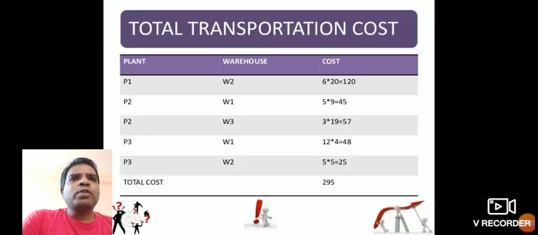Now we need to find out the total transportation cost from the allocation table. That is P1 to W2, 6 into 20, that is 120. P2 to W1, 5 into 9, 45. P2 to W3, that is 3 into 19, that is equal to 57. P3 to W1, that is 12 into 4, that is 48. P3 to W2, 5 into 5, that is 25. The total cost is 295.